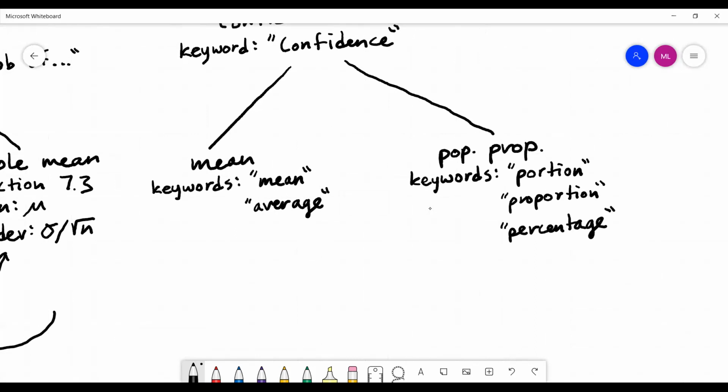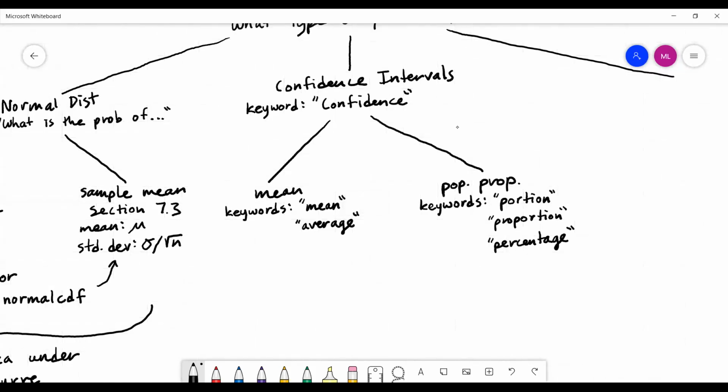So we'll practice using this little decision tree that I'm giving you. We'll practice using it in a minute when we actually do some problems.